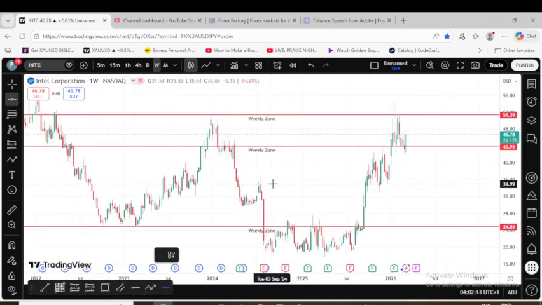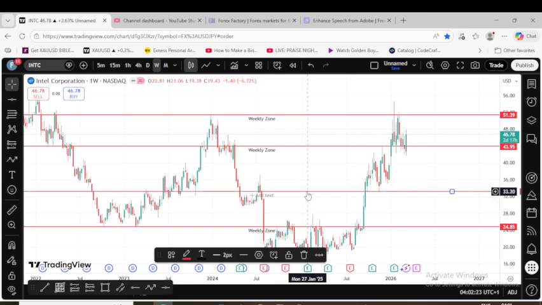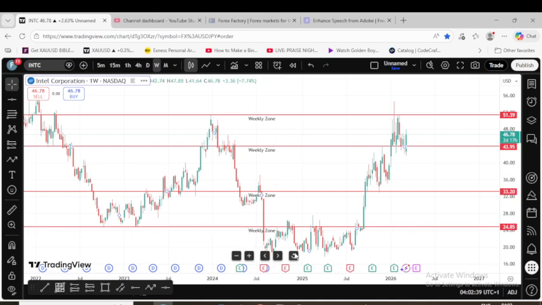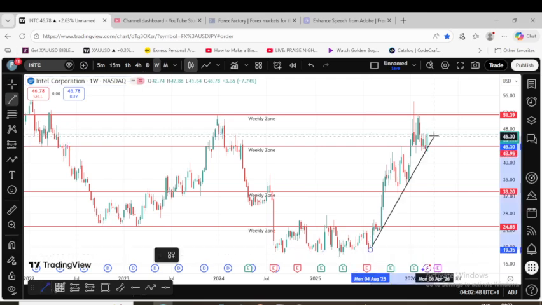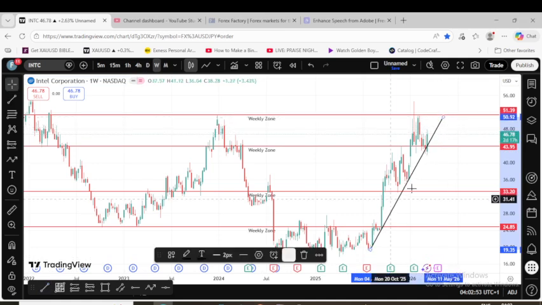I have another zone here. I have another zone here. This zone is resistance that became support. Still, we call all of them weekly zones. Okay, so now let's see what we can draw. For a trend line, I draw an upward trend line here, like this. So this is our weekly trend.